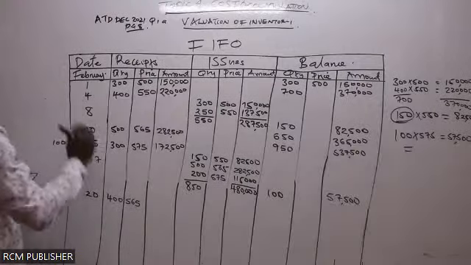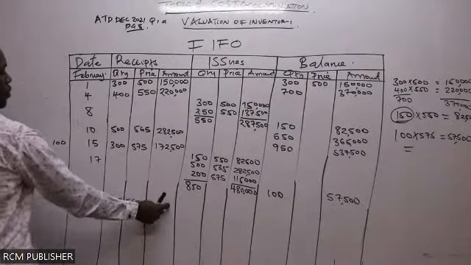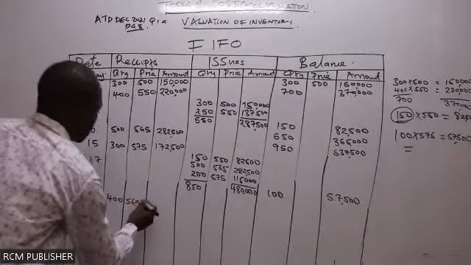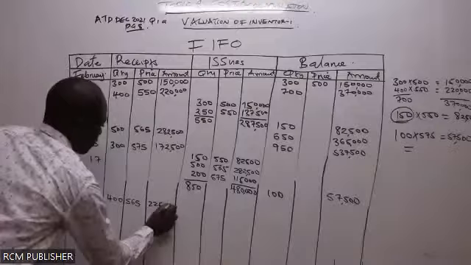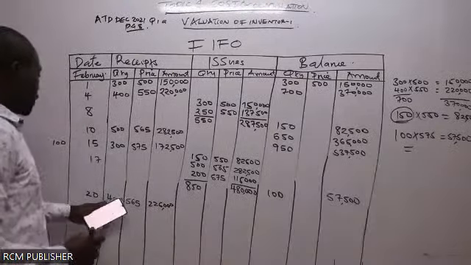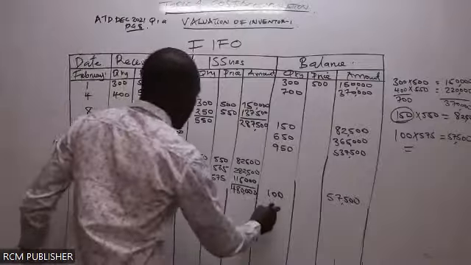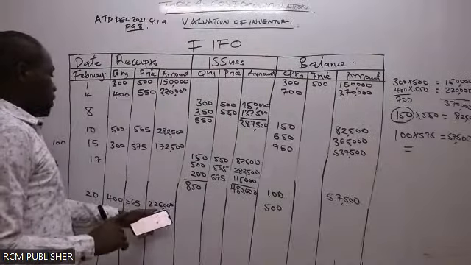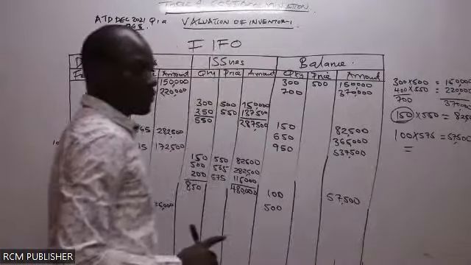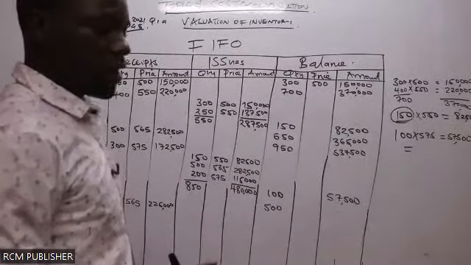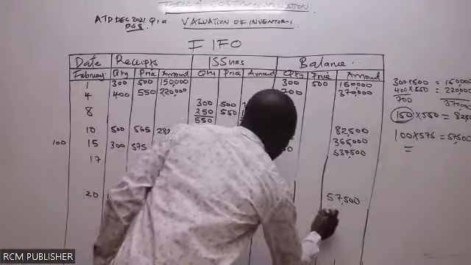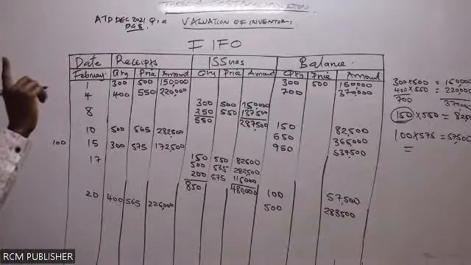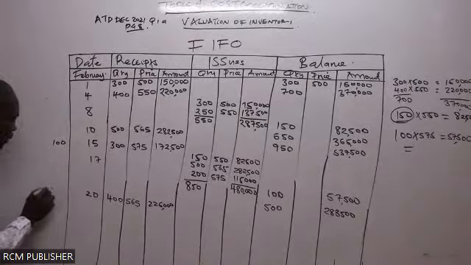So when I receive 400 at 565, what is the value? 226,000. So this 400, I will add to the 100 units and get my 500 units. In terms of value, I will take 226,000 plus 57,500. I'm having 283,500. So don't forget, 283,500; you indicate outside here that you've brought in 400.